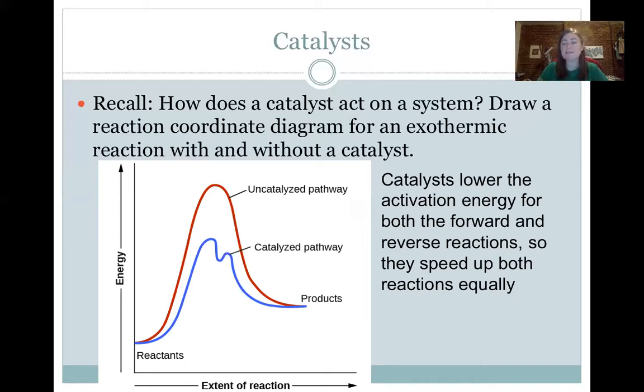What that means is that the rate of the forward reaction has increased, but the rate of the reverse reaction has also increased, and they're still equal to each other. So your reaction is still at equilibrium if you add a catalyst. In other words, catalysts have no effect on equilibrium. They speed up the forward reaction and they speed up the reverse reaction the same amount. And so overall, there's no change to your equilibrium. There's no shift between the reactants and the products.